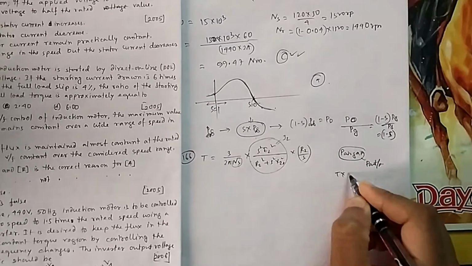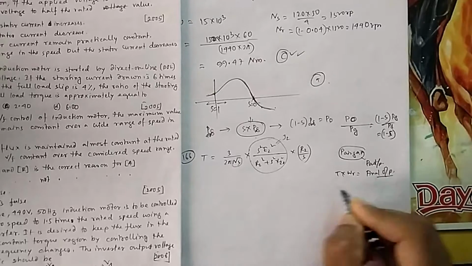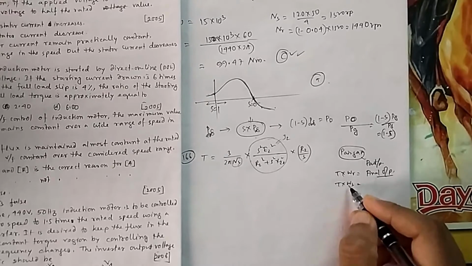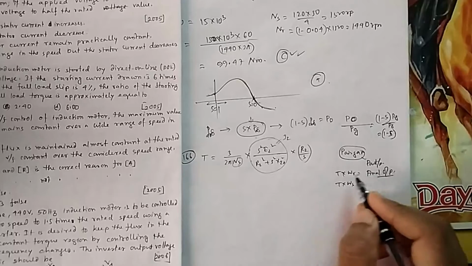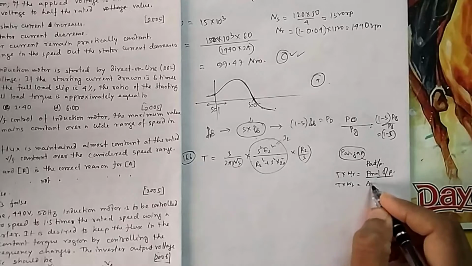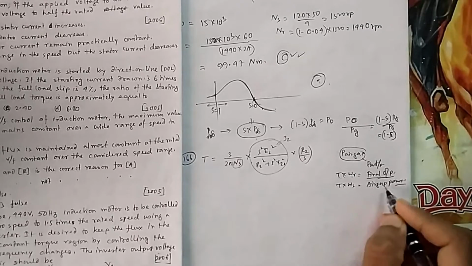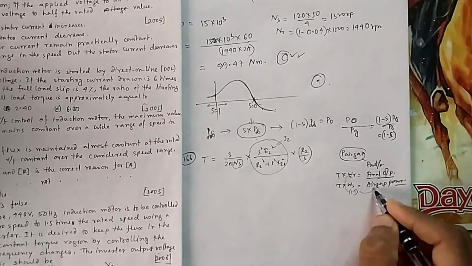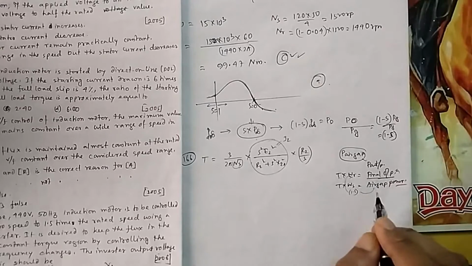So T into omega R will be equal to the final output. But if you are writing T into omega S, then it is not the final output, because it is not the rotor speed. What is the formula for power? Torque into rotor speed. So torque into that is your final output. But if you are writing omega S, then it is not actually that power, it is actually air gap power. Why is it so? Because if you multiply the air gap power by 1 minus S, then only you will get the output power.